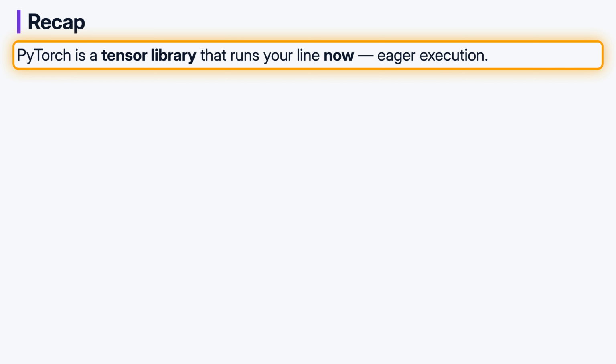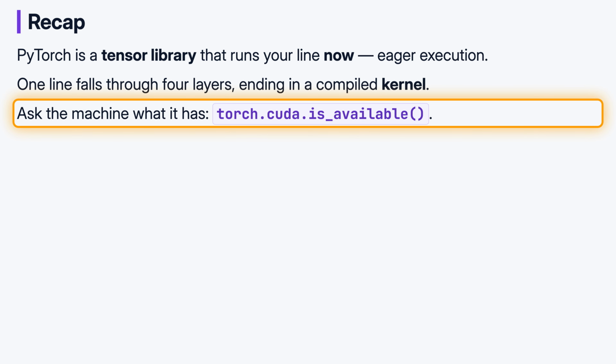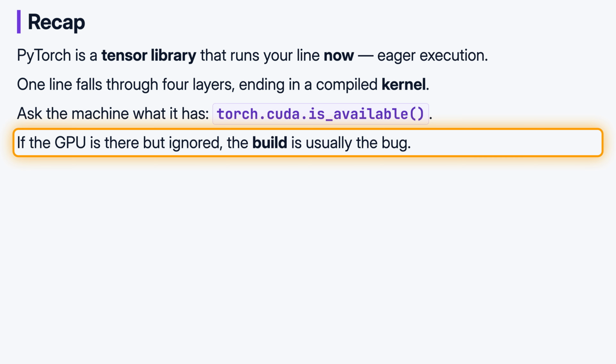Let's recap. PyTorch is a tensor library and it runs your line right now. That's eager execution. One line falls through 4 layers, ending in a compiled kernel. Ask the machine what it has with torch.cuda.is_available. Don't assume. And if the GPU is there but ignored, the build is usually the bug. A CPU-only build can't use it.